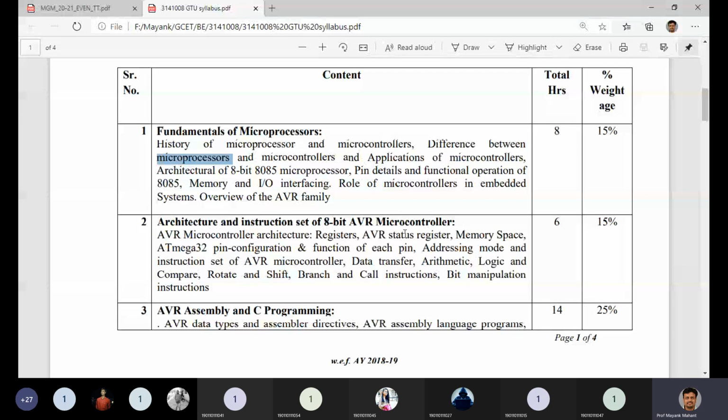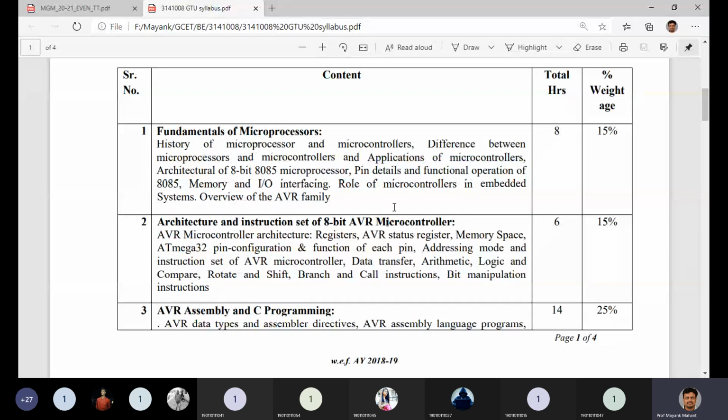Then we will see some of the applications of the microcontroller. Your AC, your remote, your mobile phone, your gadgets, all have a microcontroller, and also the bell system of our college. There are a number of places where microcontrollers are being used, so we will be looking into some of the applications of a microcontroller.